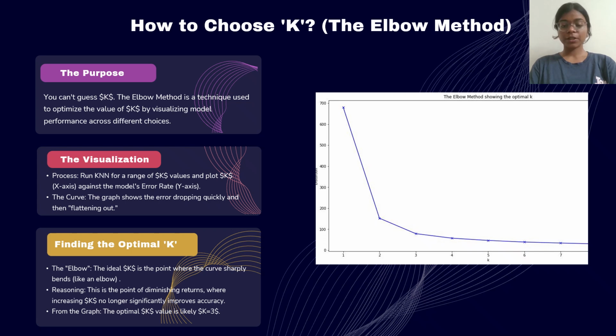We can't just guess. The most common technique is called the elbow method. The process is simple. We run our KNN model multiple times with a range of k values, say k from 1 to 20. We then plot the k value on the x-axis against the model's error rate on the y-axis. You will almost always see a graph like this one. The error drops very quickly and then it flattens out. The ideal k is the elbow, the point where the curve sharply bends. In this graph, that's clearly at k equal to 3. This is the point of diminishing returns, where increasing k any further doesn't really improve the model.